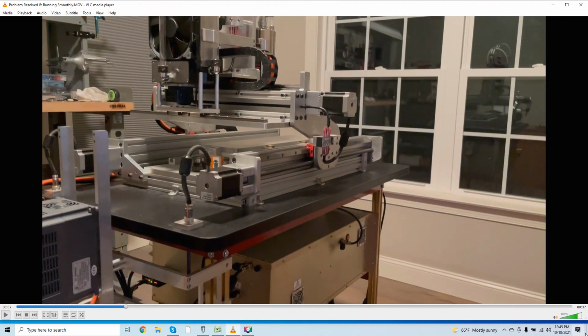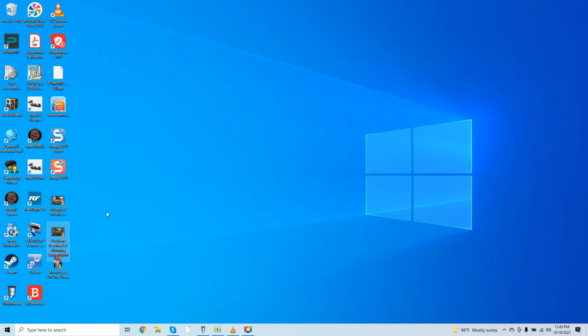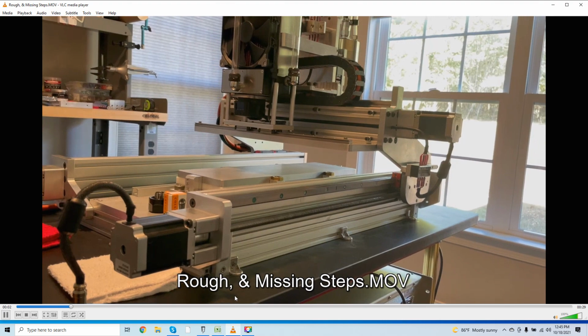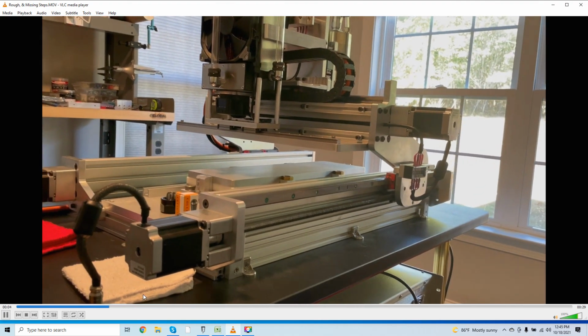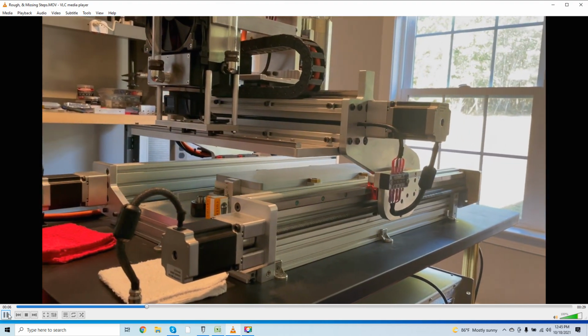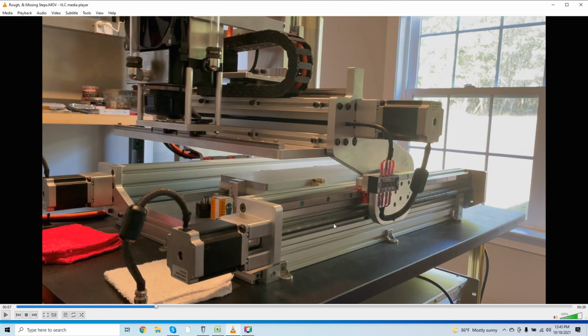Okay, direct comparison from that to this. Listen to that. Even when it's not pulsing, listen to the difference in the motors.